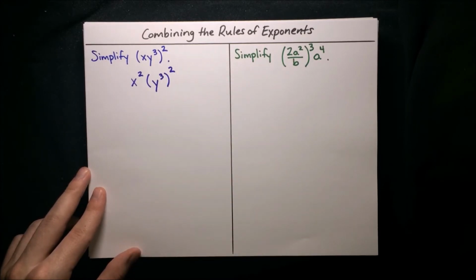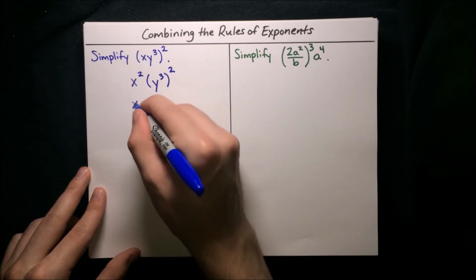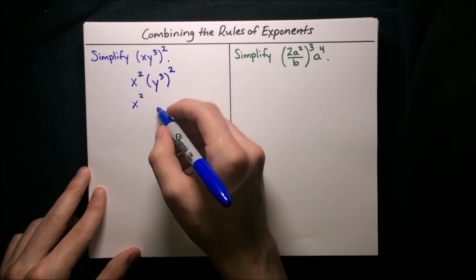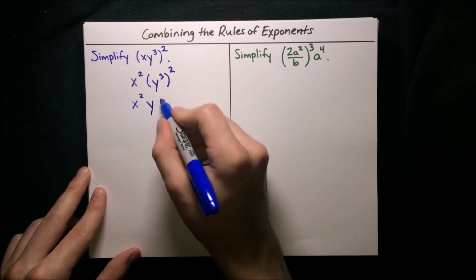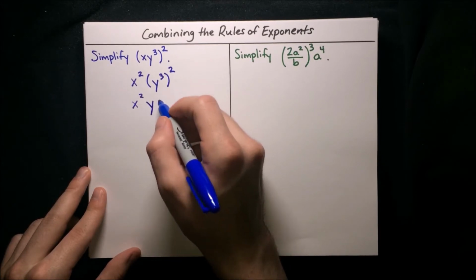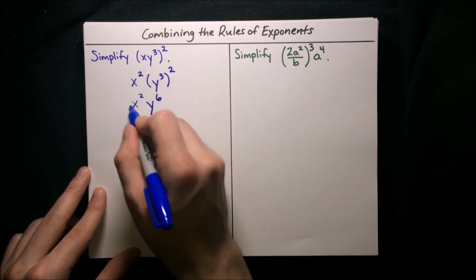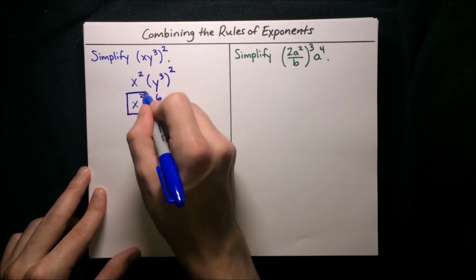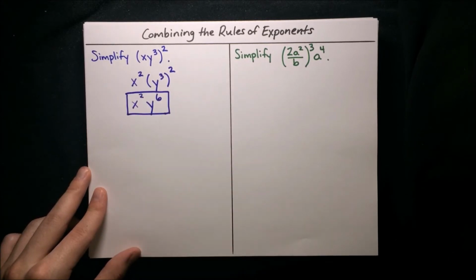And now using the power rule, we know that y cubed, the quantity squared, all we have to do is multiply the exponents. So x squared times y, the power would then be 3 times 2, which is 6. So there we go. That's all there is. x squared y to the 6. Next up, we want to simplify the fraction 2a squared over b, that fraction raised to the third power, and then times a to the fourth power.